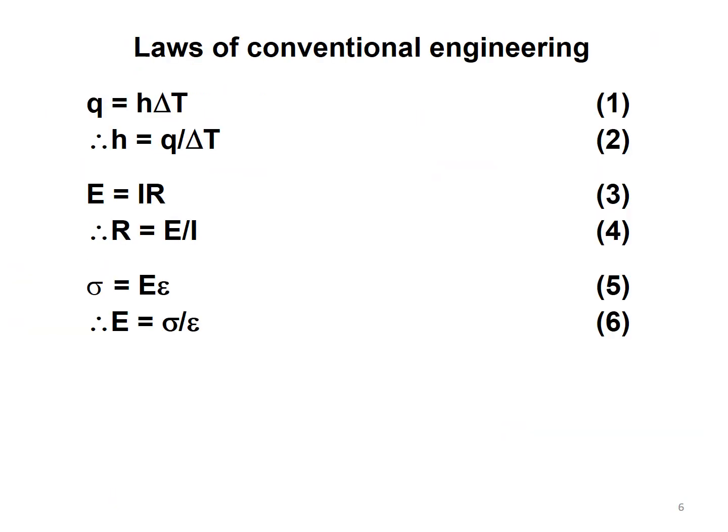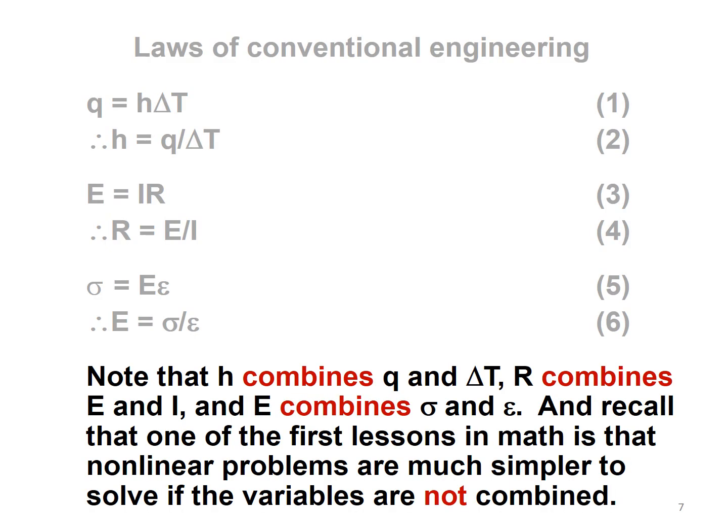Note that equation 1 states that H is Q over delta T. Equation 3 states that R is E over I. And equation 5 states that E is sigma over epsilon. Note that H combines Q and delta T, R combines E and I, and E combines sigma and epsilon. And recall that one of the first lessons in math is that nonlinear problems are much simpler to solve if the variables are not combined.